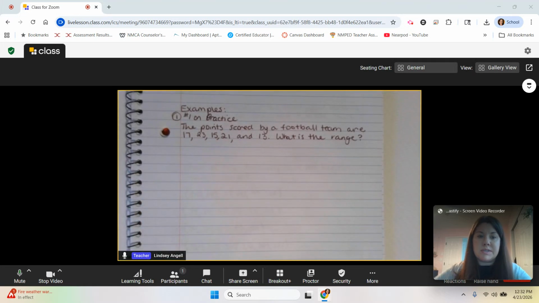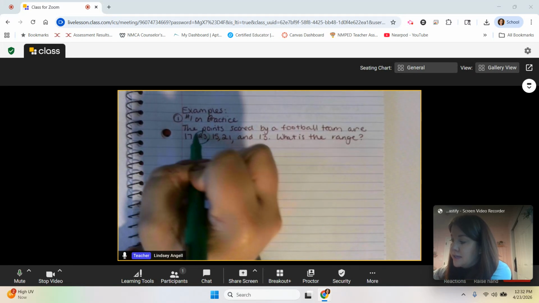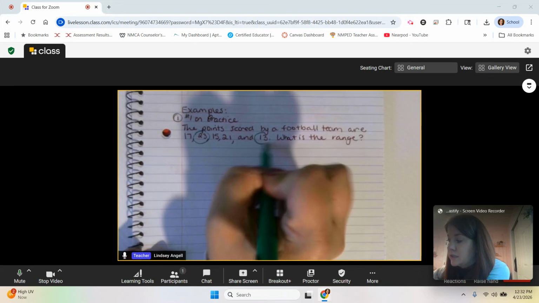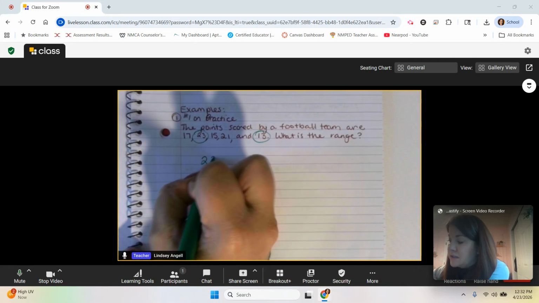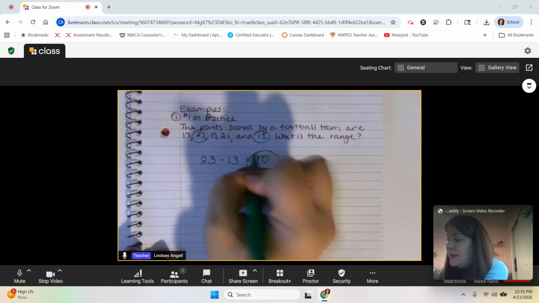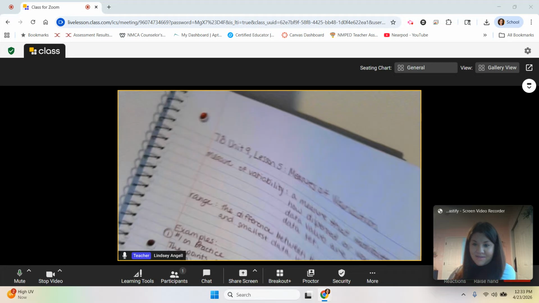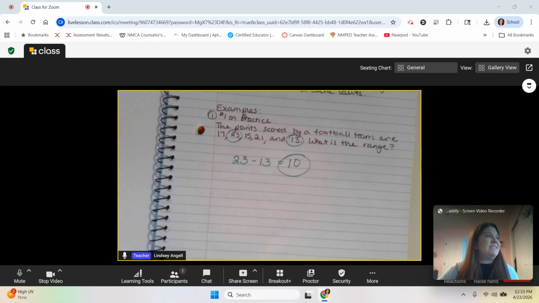So in our examples, this first one is number 1 from your practice. The points scored by a football team are 17, 23, 15, 21, and 13. What is the range? To find the range, all we have to do is figure out what our highest number is. That looks like 23 to me, and our lowest, 13, and then find the difference, meaning subtract them. So 23 minus 13 equals 10. So the range of the points scored is 10. Okay, not too bad, right? All right, let's see.